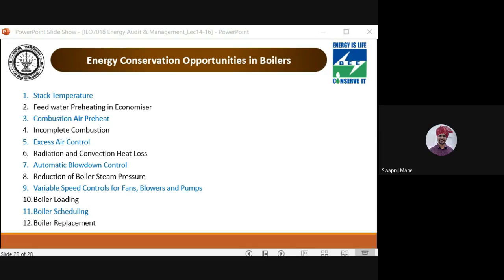Now here there will be two aspects: reduction of boiler steam pressure, and I will also say increase of boiler steam pressure. First we'll discuss reduction of the boiler steam pressure. If you reduce the steam pressure, definitely less fuel will be used, and that will represent a higher efficiency.